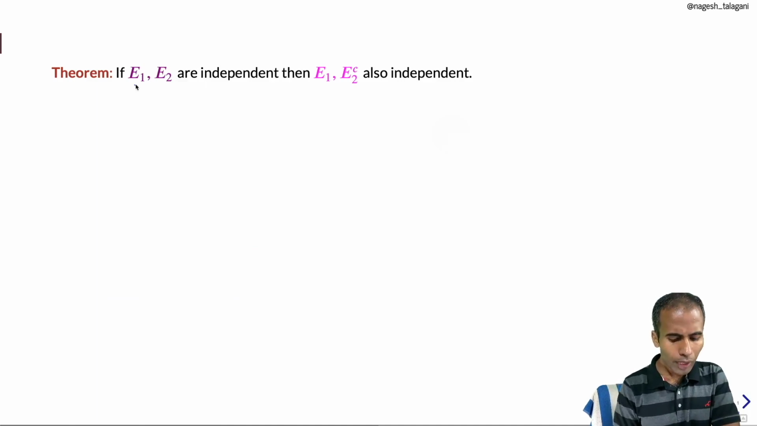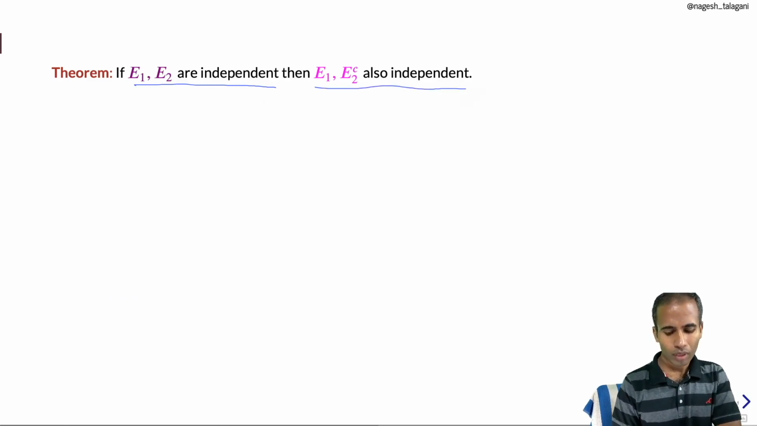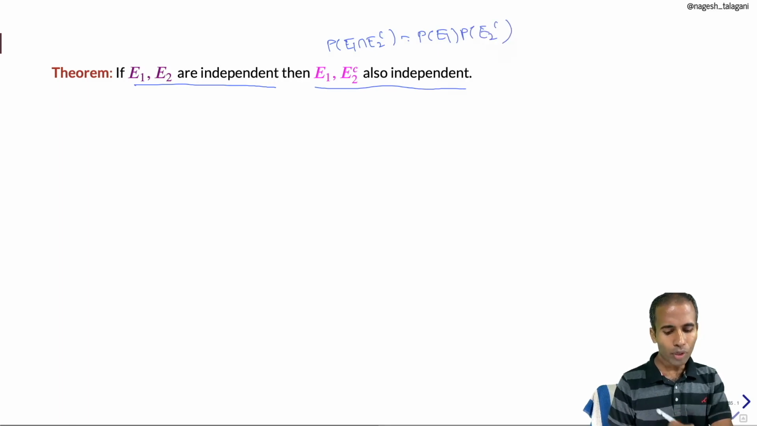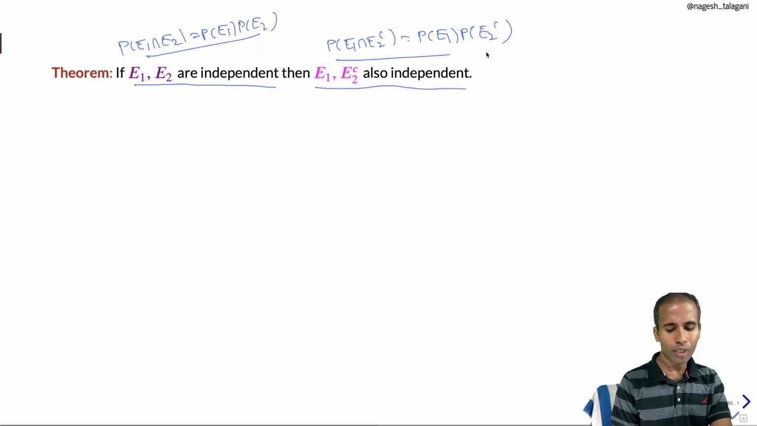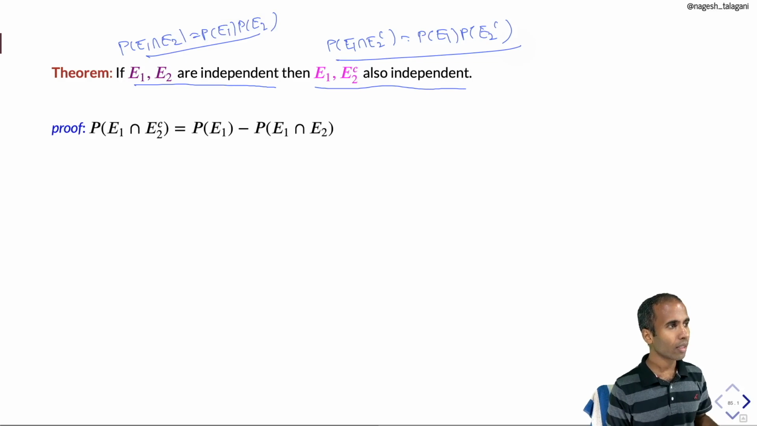Theorem: if E1 and E2 are independent, then E1 and E2 complement are also independent. So to show E1 and E2 complement are independent, we need to show that probability of E1 intersection E2 complement equals probability of E1 times probability of E2 complement. So what do we know here? E1 and E2 are independent. That means probability of E1 intersection E2 equals probability of E1 times probability of E2. We know this, and we need to show that. Now let's start the proof.